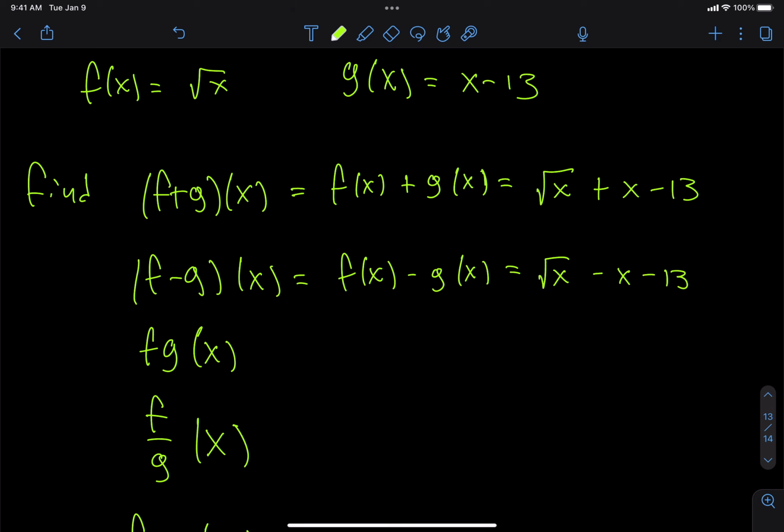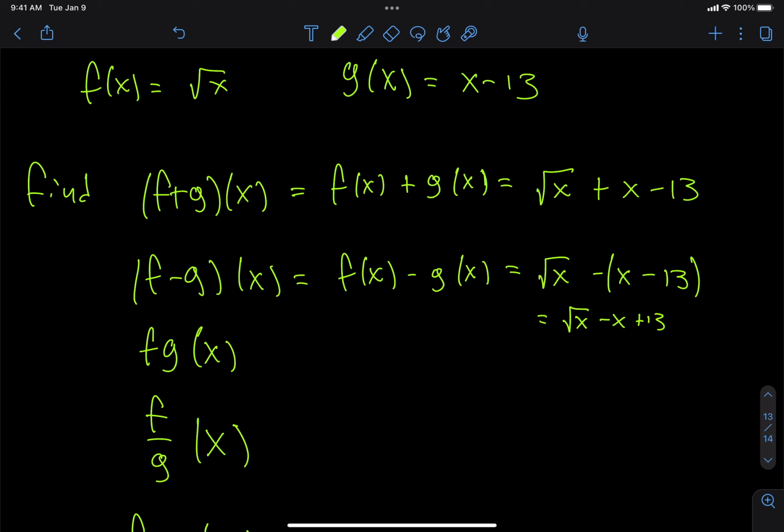Are we happy? No, we're not happy. What went wrong? I didn't distribute the negative sign. I was supposed to subtract g of x, which means I should have subtracted all of this. There's a big difference between having parentheses here and not having parentheses here. In this case, we are adding 13. If I don't have the parentheses, then I'm subtracting 13. So I need to have my parentheses. If you want to distribute it out, we get square root x minus x plus 13.